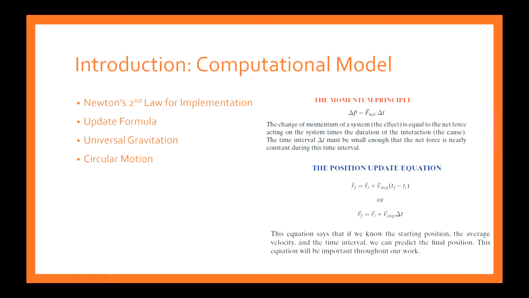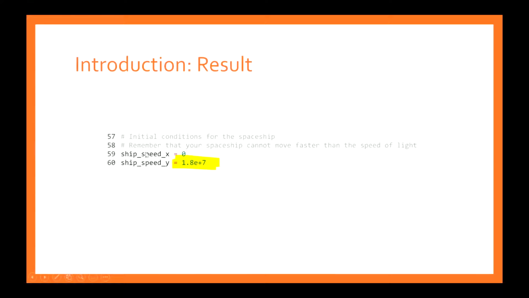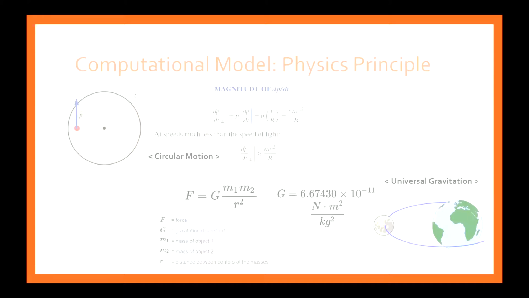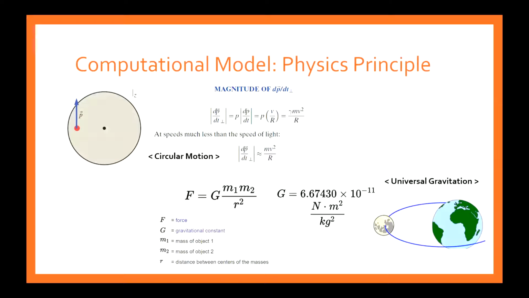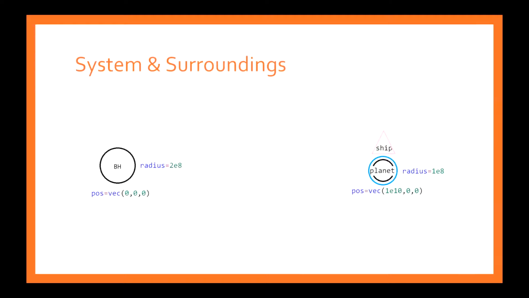Part two, get the initial velocity of our ship to escape from the orbit of the black hole. There are two additional formulas: the update formula that we already used in lab 1, and the circular motion formula. Here's the result. The velocity is supposed to be 1.8 times 10 to the power of 7, but that's not so important because that's just a value. Here's the formula for circular motion, mv squared over r. That is important to get the velocity.